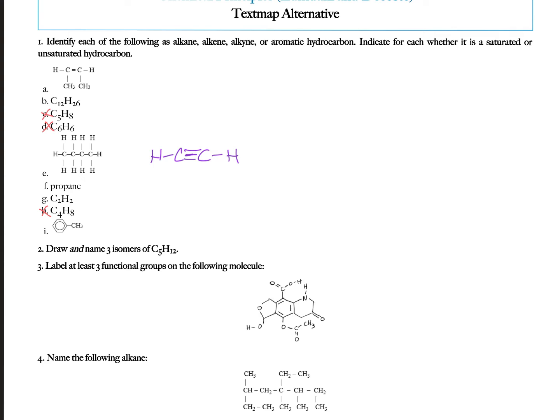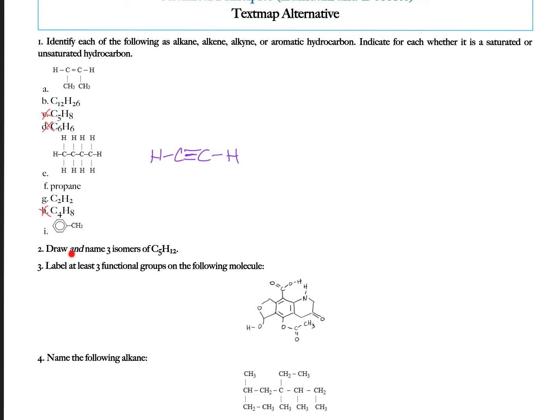Okay, let's look at this last one. Hopefully you remember this sort of notation means that I have a ring and I have an alternating set of double and single bonds. And that's like a big red flag. You definitely know that you have an aromatic hydrocarbon. The fact that you have any double bonds in there at all means that it's unsaturated. So that's done. Now we've done that whole section up there.